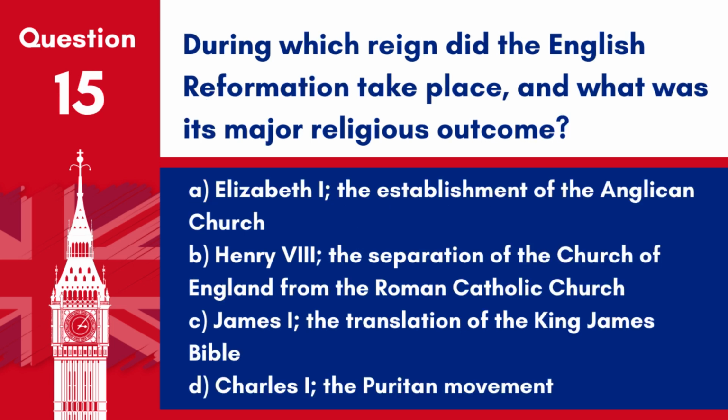Question 15. During which reign did the English Reformation take place, and what was its major religious outcome? A. Elizabeth I, the establishment of the Anglican Church. B. Henry VIII, the separation of the Church of England from the Roman Catholic Church. C. James I, the translation of the King James Bible. D. Charles I, the Puritan movement.